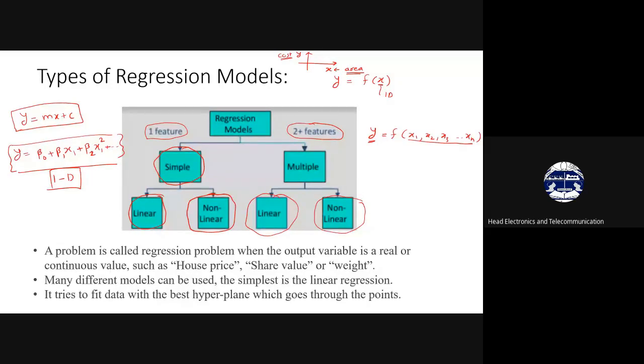So a problem is called a regression problem when the output variable is continuous. We have seen this, many different models can be used. The simplest is linear regression. It tries to fit the best hyperplane. So when you go to many dimensions, instead of calling it a plane, you call it a hyperplane. So plane and hyperplane, it's a matter of just dimension. When you say 3D case, you say plane. When it is more than 3 dimensions, you say hyperplane.